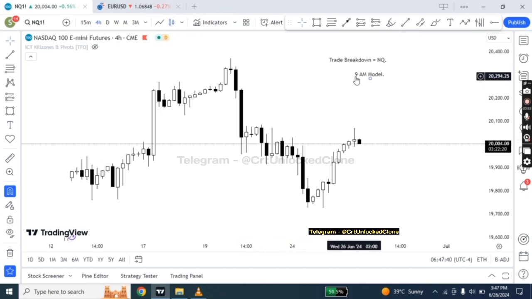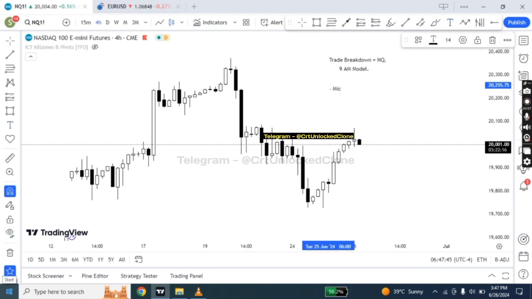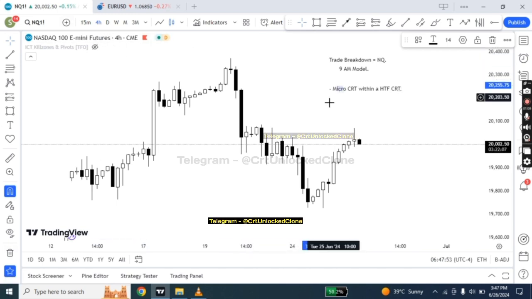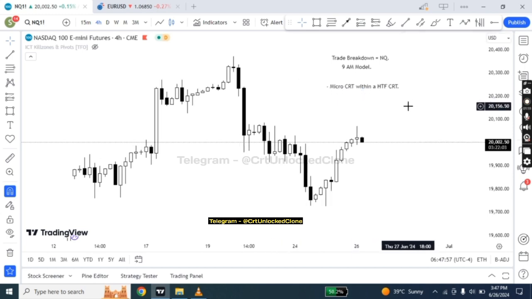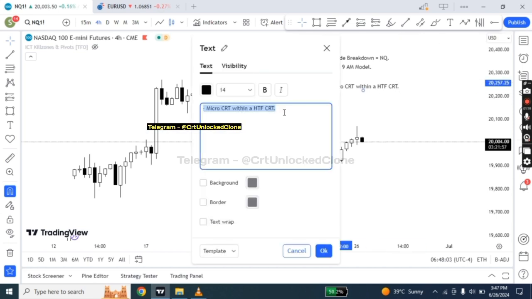Now, the key things around this breakdown are a micro CRT within a macro CRT on the higher time frame, meaning there's going to be a smaller CRT within a larger CRT on a higher time frame, right? Now, the way you could use it to your advantage is by aligning yourself on the micro CRT on the lower time frame towards the larger higher time frame CRT's draw on liquidity or target, right?